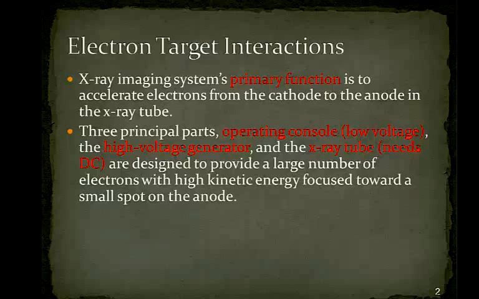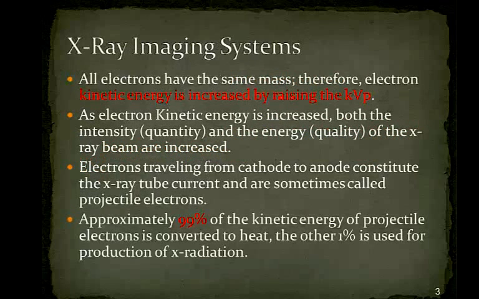So the X-ray tube is designed to provide a large number of electrons with that kinetic energy. And again, the kinetic energy is going to be our kVp, and move it towards the small spot in the anode. And there are several different names that we have for that. Focal spot is one of them. The systems themselves, all electrons have the same mass, so therefore electron kinetic energy is increased by increasing the kVp. Remember, all electrons are made equal, so it's the kVp that is going to make the final resolution of what we want to achieve.